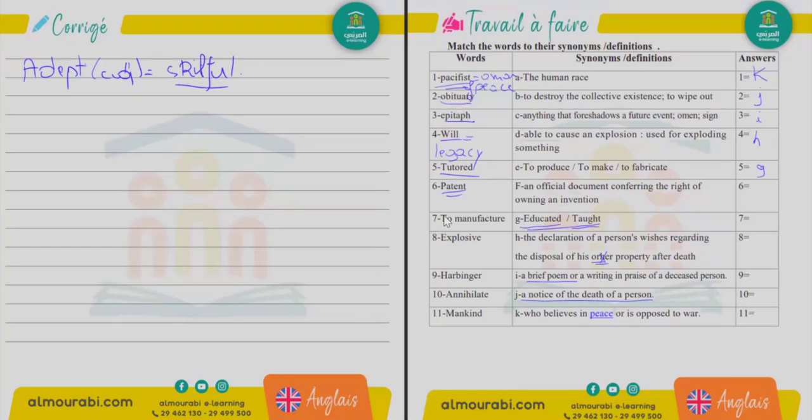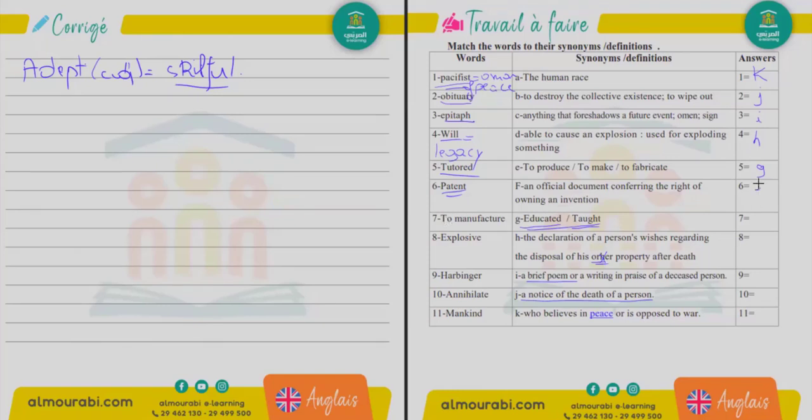Take your time. Find out about the meaning of patent. Able to cause an explosion? No, no, no. No, that's not it. This is no. It's F, yeah. Would you read F, please, Lena? An official document conferring the rights of owning an invention.